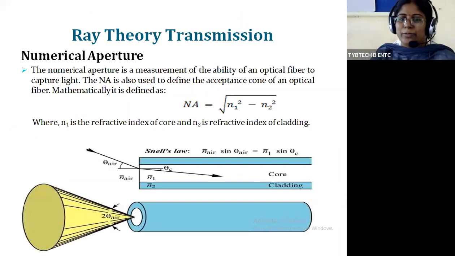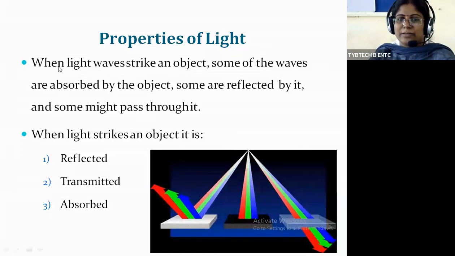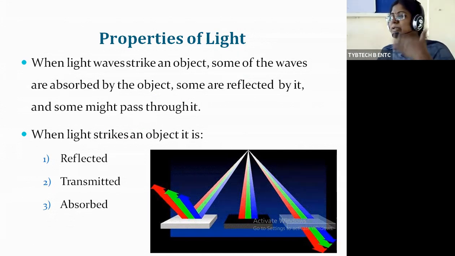Now see what happens, let us study the ray theory of light point. So for ray theory of light, first we will see these basic three concepts. See what happens, when light waves strike an object, some of the waves are absorbed by the object, some are reflected and some are passed through it. It is shown here, see, here there are light rays. Some of those light rays, the device itself is absorbing. This is the first case here, absorption. Then tell me what has happened in the second case, and what has happened in the third case.